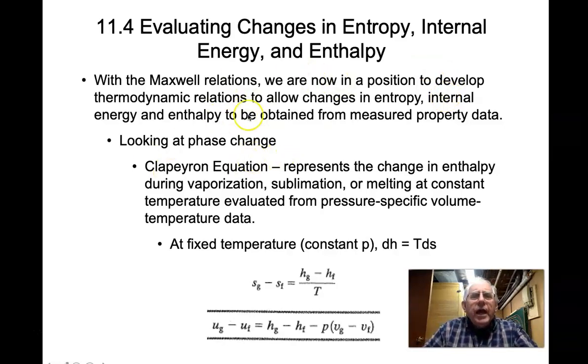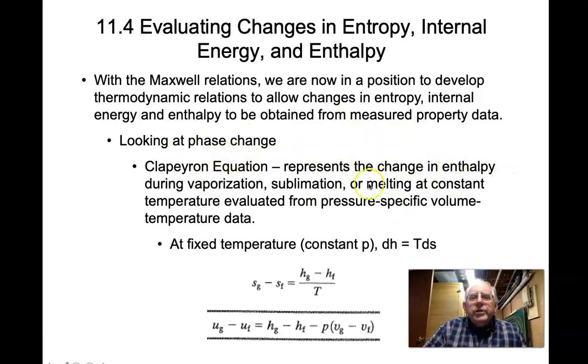And so the first thing we'll look at is the concept of a phase change. What happens for a pure substance when it goes through a change of phase, for instance, from solid to liquid or from liquid to vapor. The Clapeyron equation is an equation that represents the change in the enthalpy during one of those phase changes. And again, the phase change could be vaporization, which is from liquid to vapor, sublimation, which is solid to vapor, or melting, which is solid to liquid.